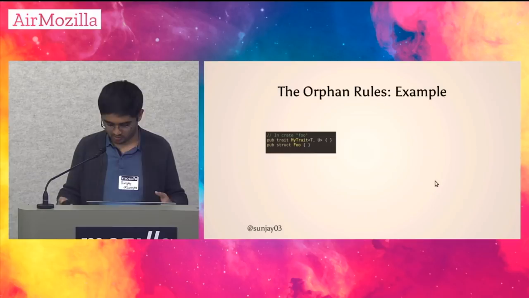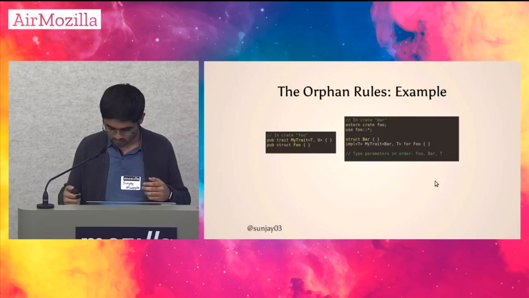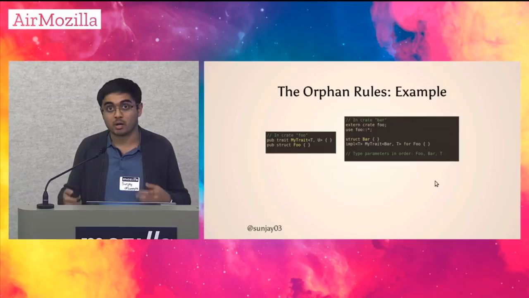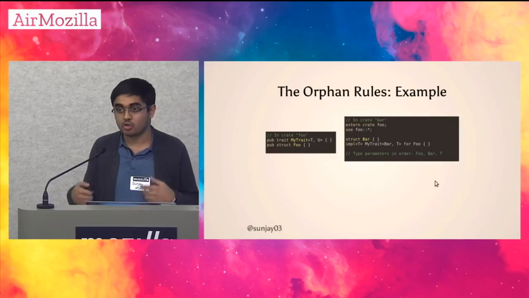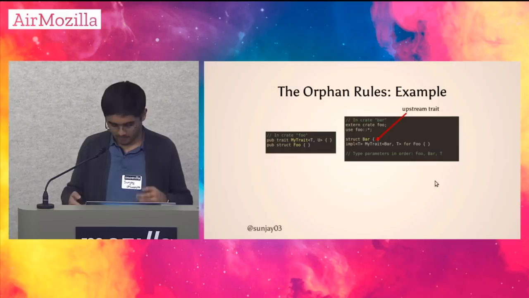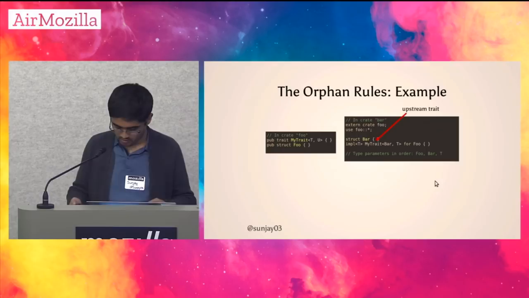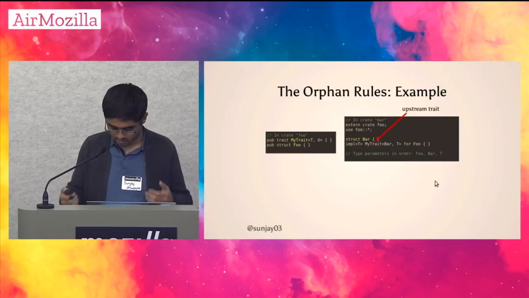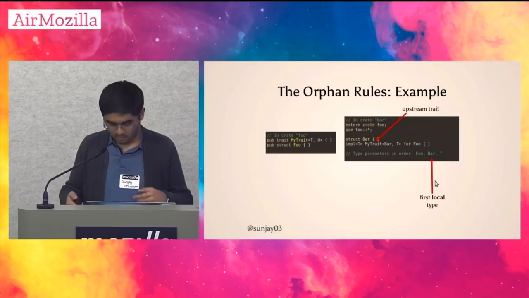We also have the bar crate, which depends on foo, and defines its own type, Bar, as well as an impl of MyTrait for Bar. The orphan check will look at that impl and try to decide if it's valid under the orphan rules. When we compile bar, MyTrait is considered to be an upstream trait. That means that based on the orphan rules, we have to do some more checking. We can't just implement that type directly. We have to check Foo, Bar, and then T in order to look for a local type. In this case, the first local type in the bar crate is the Bar type.